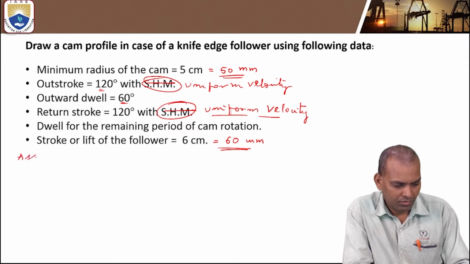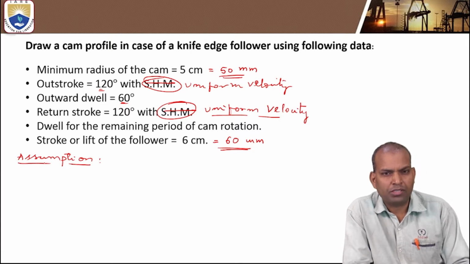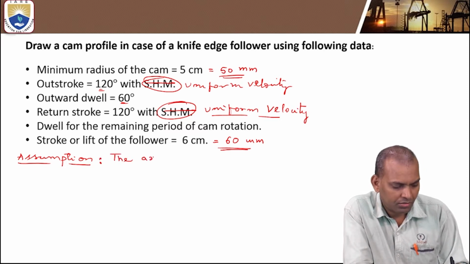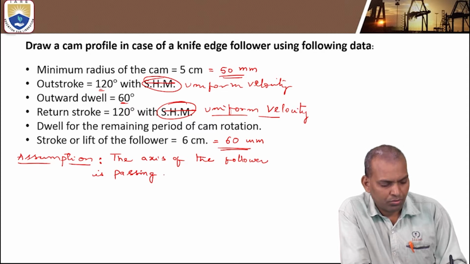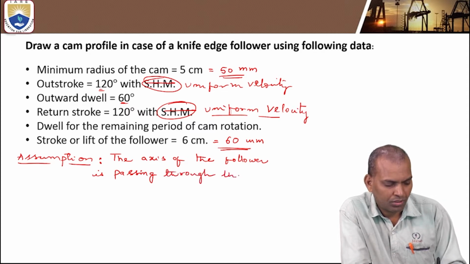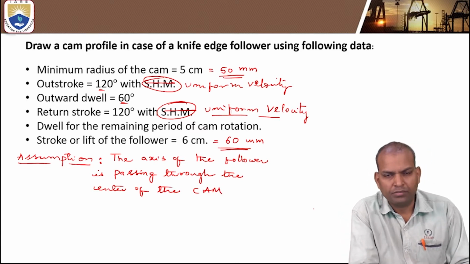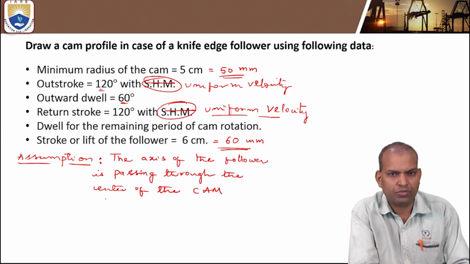One more assumption: the data did not mention whether the axis of the follower passes through the center of the cam or not. So we are assuming that the axis of the follower is passing through the center of the cam. If it is not specified, you assume it. If it is specified, then you have to follow the condition mentioned in the data.